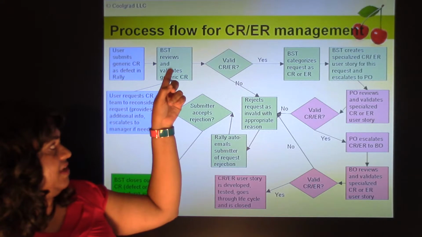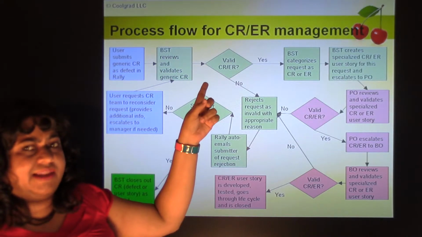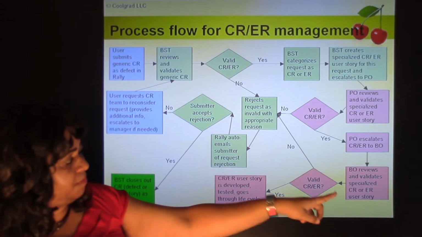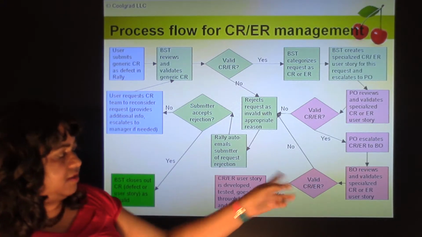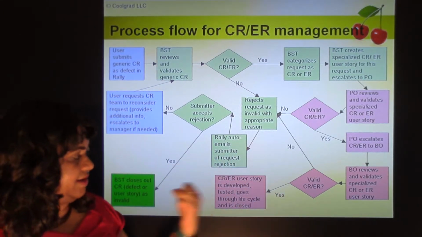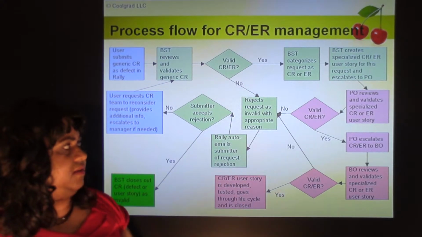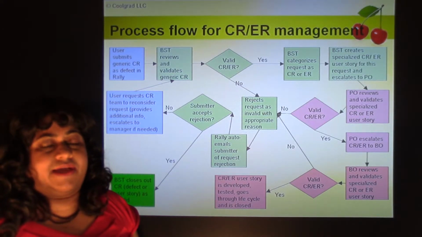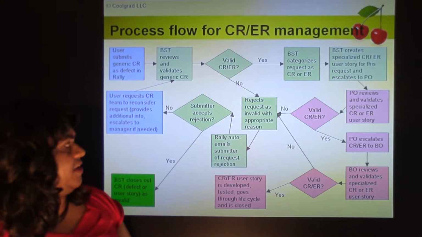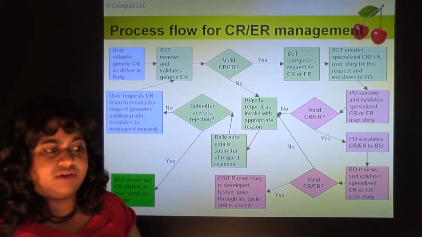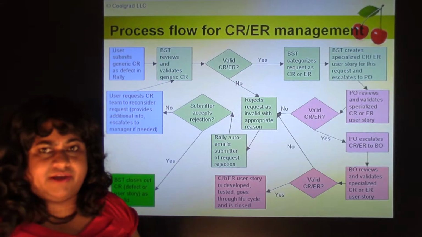Again, it goes to the BST. And the BST thinks, you know what, I think it's valid. And then it goes to the PO. PO thinks, now it might be valid. It goes to the BO. And the BO thinks, no, it's not valid. It still goes through the rejection. Or if the BO thinks it's valid, then it's approved. So this is basically the flow. And we're going to take a look at different validation criteria and what criteria they use to determine if a CR or ER is valid or invalid.